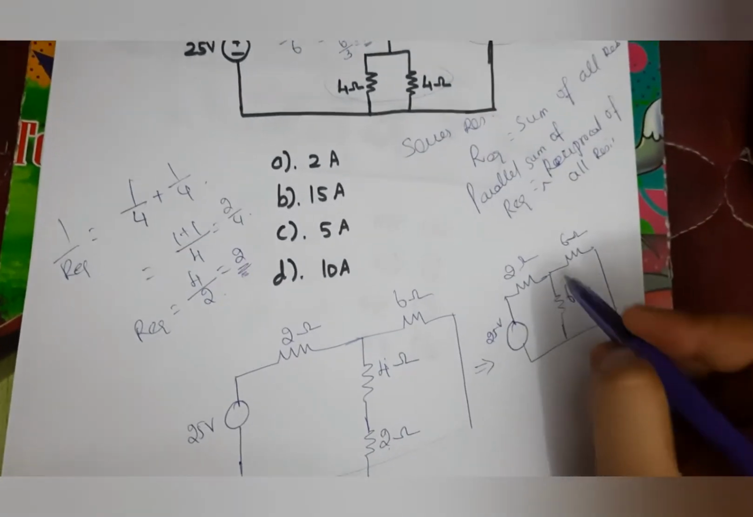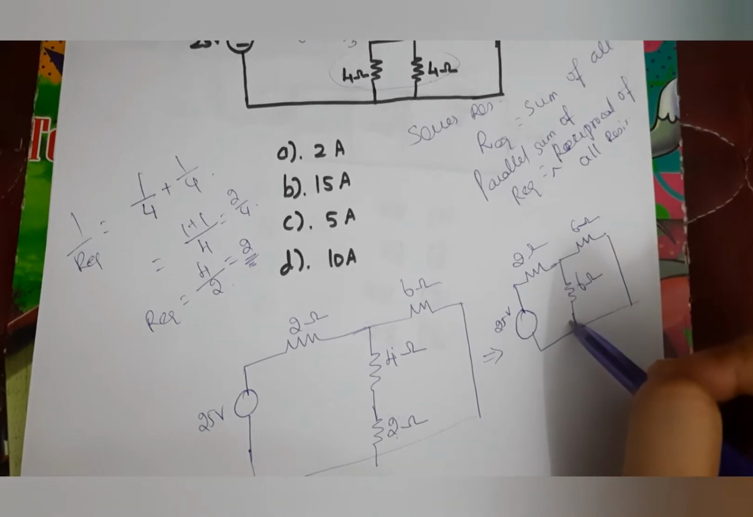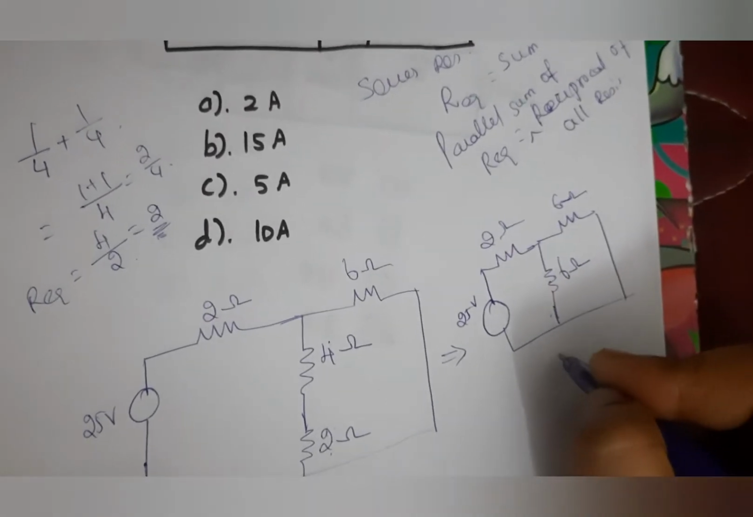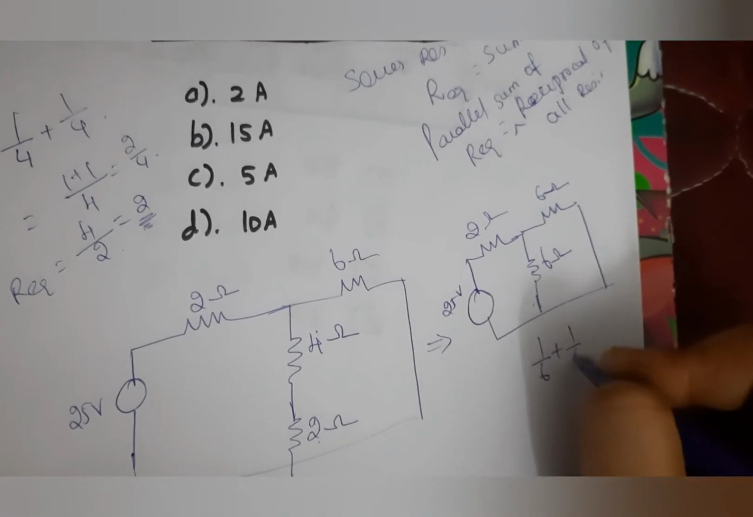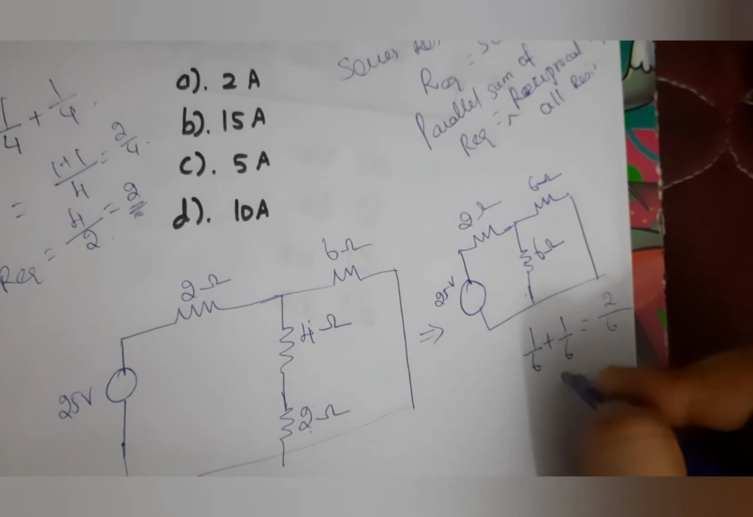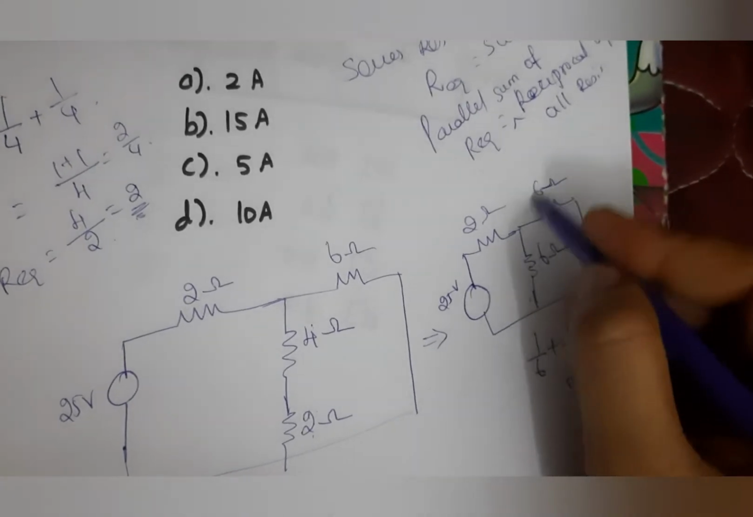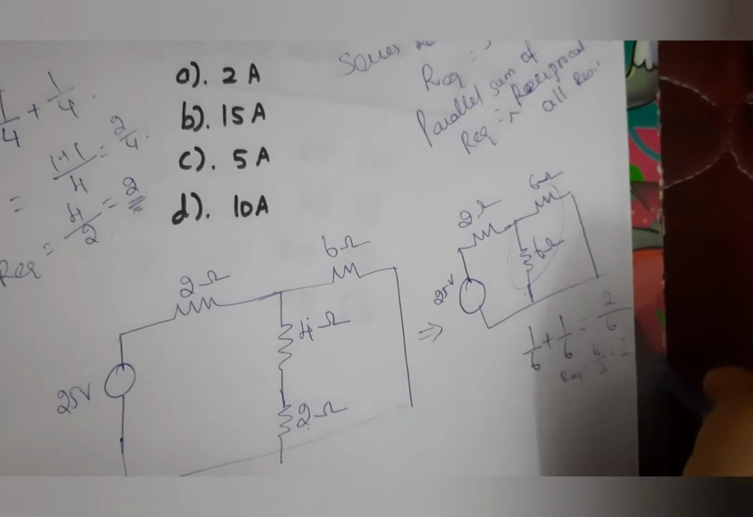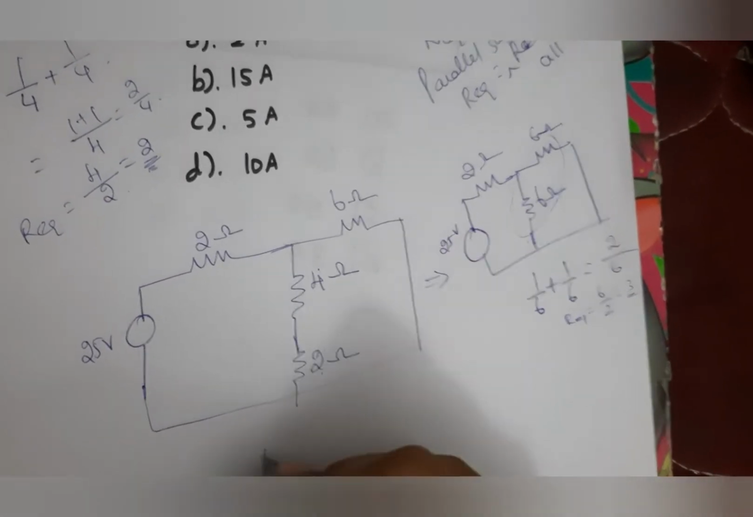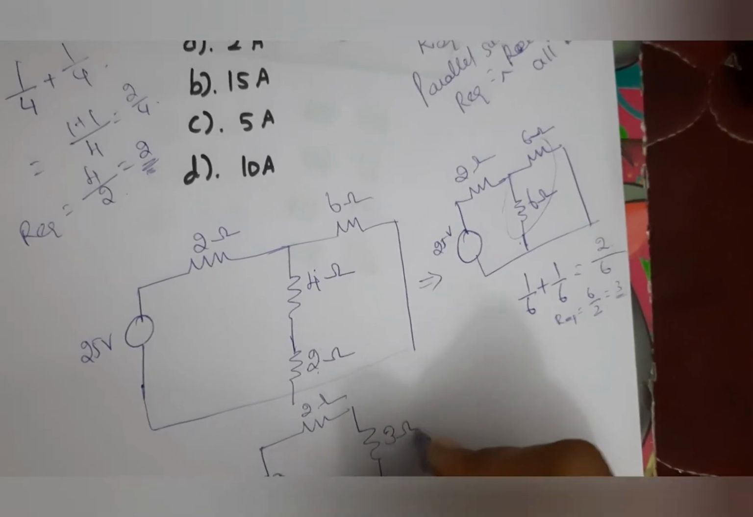Okay. Now these two are parallel connections. So now solving this, we get 1 by 6 plus 1 by 6, that is equal to 2 by 6. So R equivalent is equal to 6 by 2, that is 3. So this is replaced with 3 ohm. So this becomes 25 volt, 2 ohm, and this is 3 ohm.